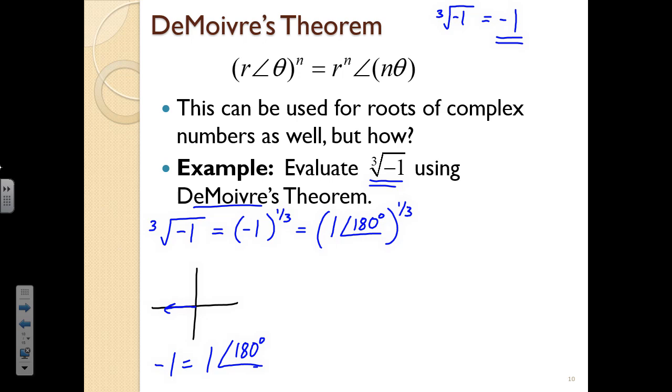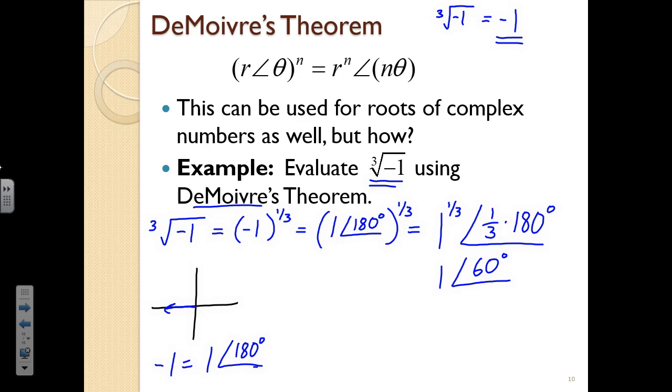Make sure you agree with that before you go any further, otherwise rewind and catch that again. All right, now De Moivre's theorem says that 1/3 can go and become an exponent on the 1. That's 1 to the 1/3. But it becomes a factor in our direction, 1/3 times 180 degrees. Now, 1 to the 1/3 is 1, and 1/3 times 180 degrees is 60 degrees. There it is. That's the cube root of -1.